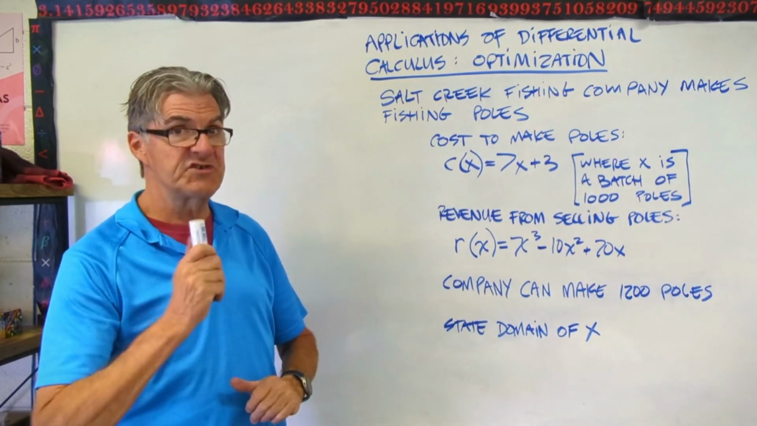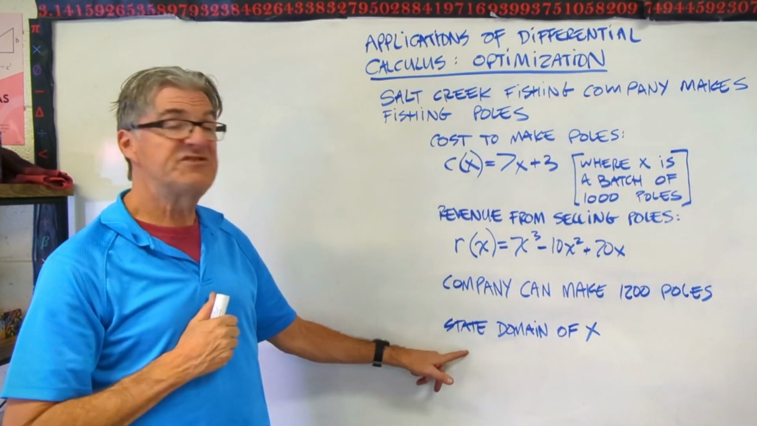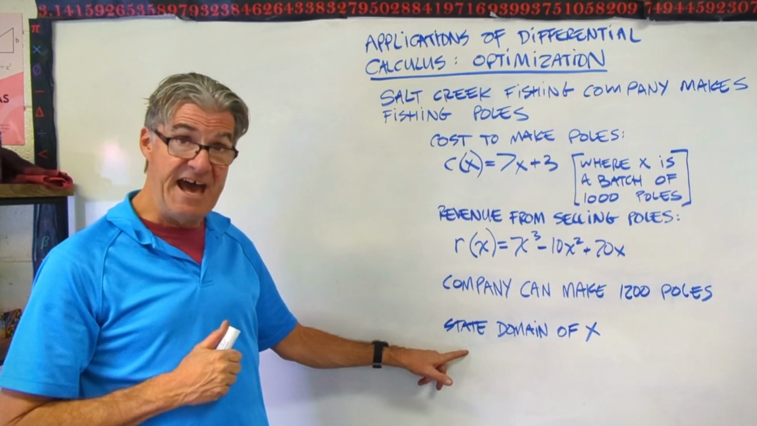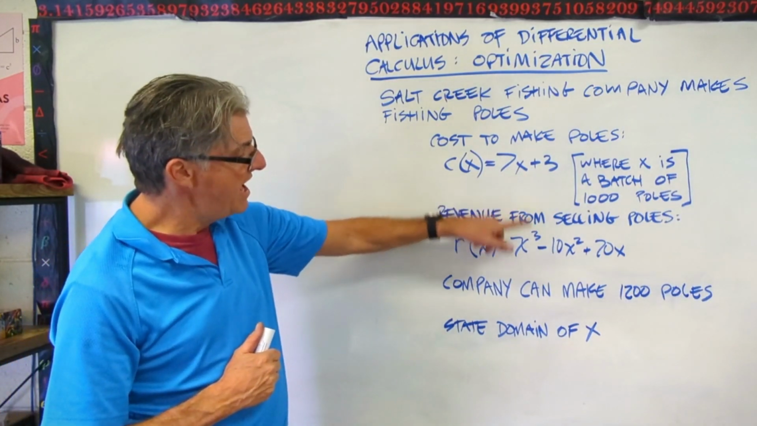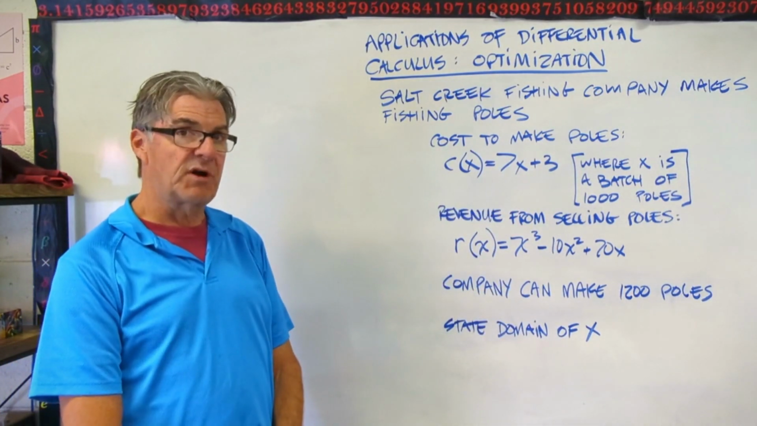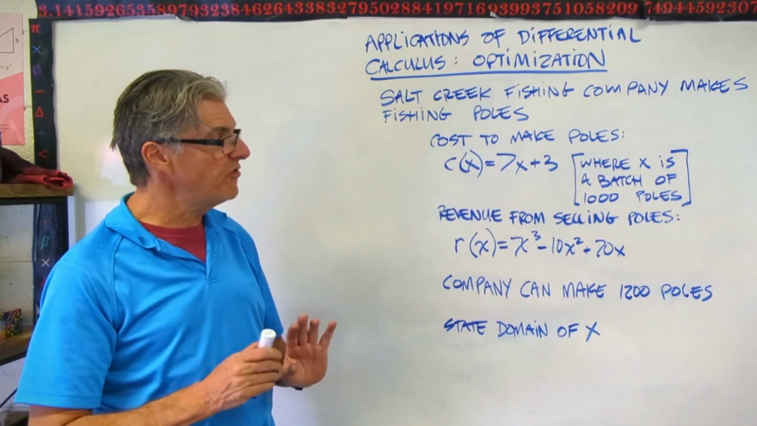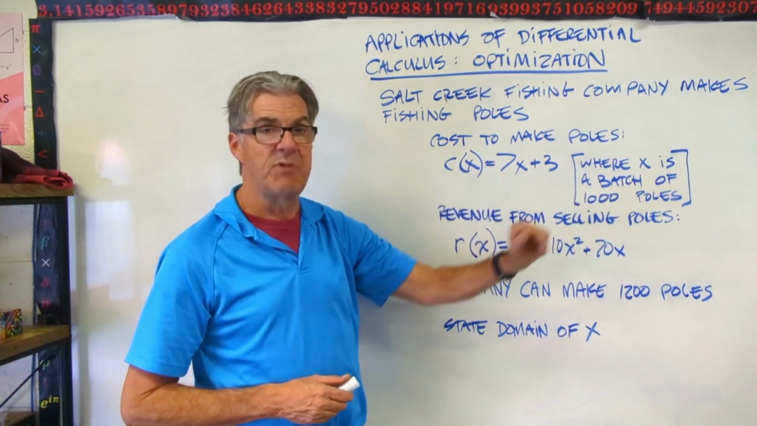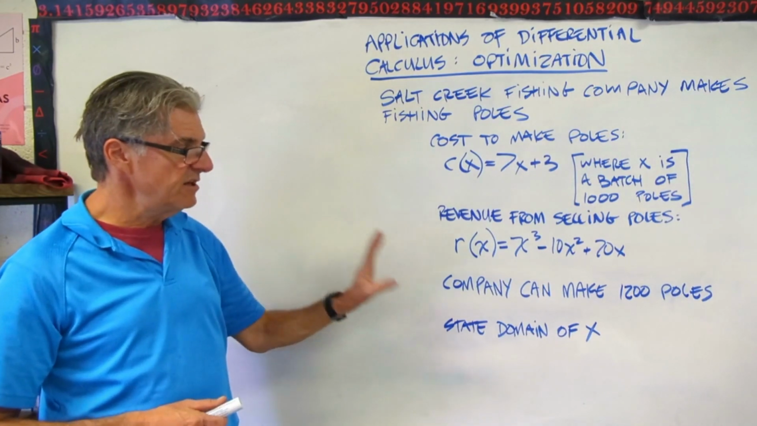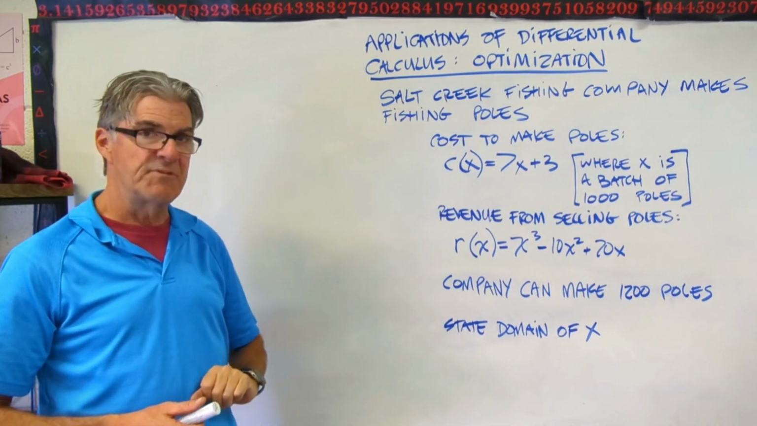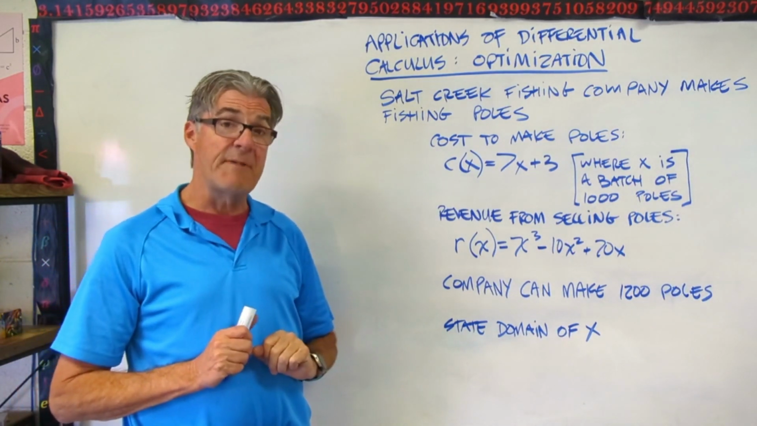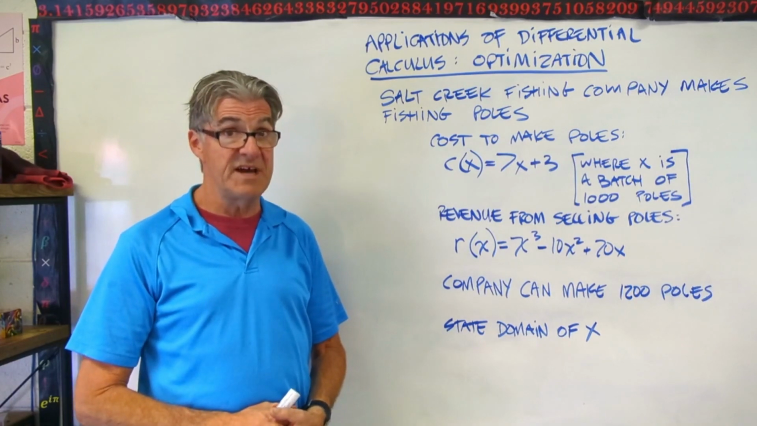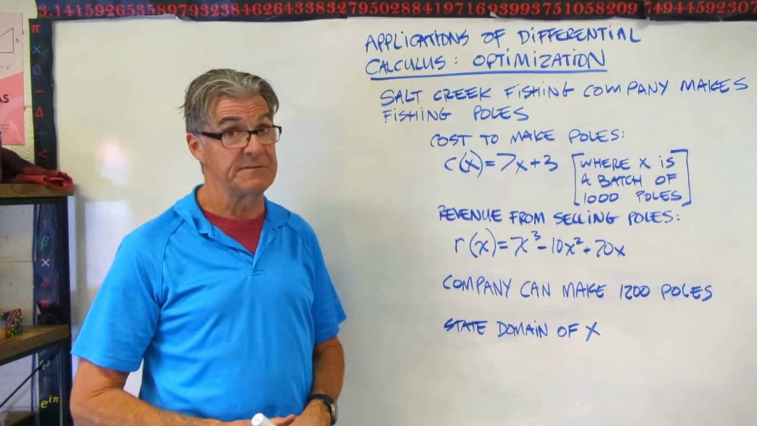Okay, first question. What is the domain of x? What can x be in this problem? There's a little bit of a critical thinking step in here because x here is a batch of 1,000 poles. So you have to use that and a little bit more of the information to come up with the domain. So pause the video, think about that, and write down your best thought as to what the domain is.